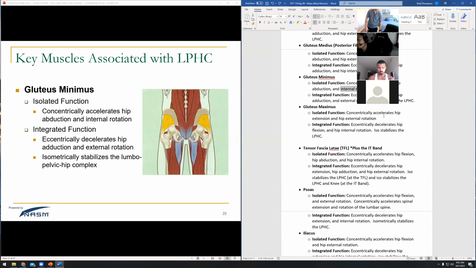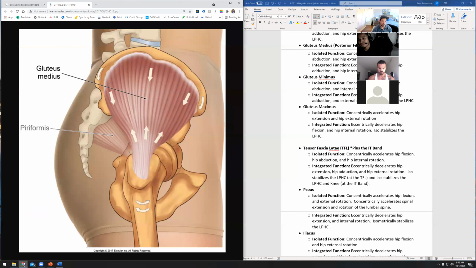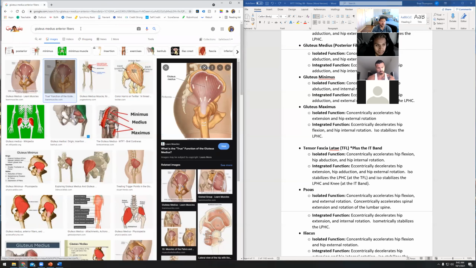And the reason that is the case, let's take a look here at the TFL and IT band, right? Gluteus minimus would be running from right here, and it would grab in the same spot, except it would grab a little bit more on the front, which is why it's actually rotating inward. So let's take a look here at the fascia on the outside of the thigh there. TFL.